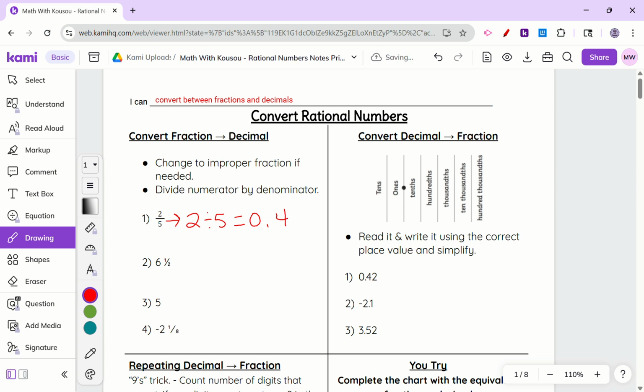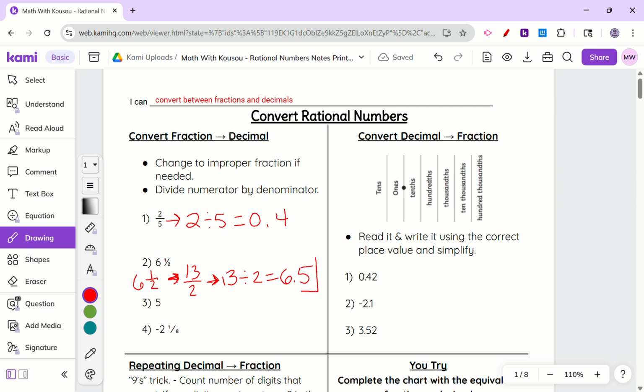All right, next we have 6 and 1/2. I'm just going to rewrite this here. Change it to improper, so 2 times 6 is 12, plus 1 gets you 13. So we've got here 13 over 2. And then in your calculator, you would do 13 divided by 2, and you end up with 6.5.